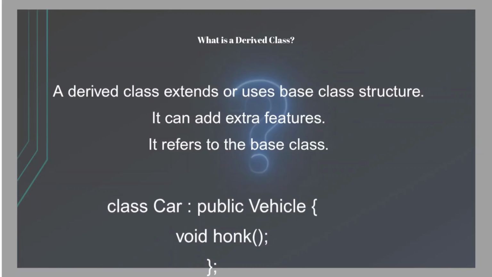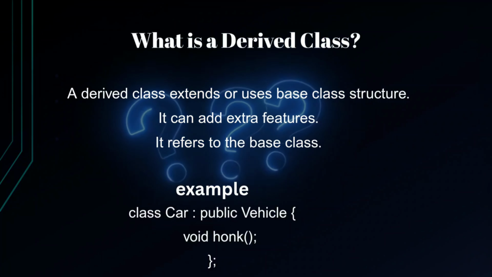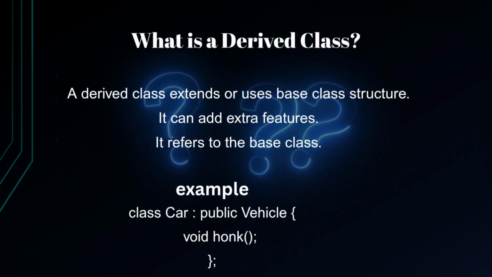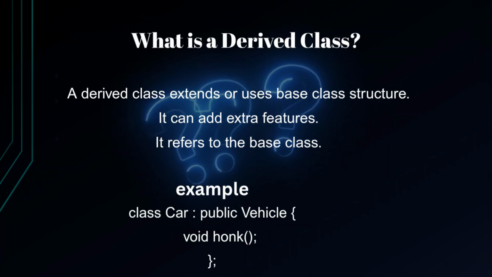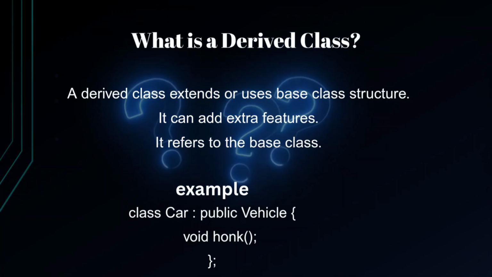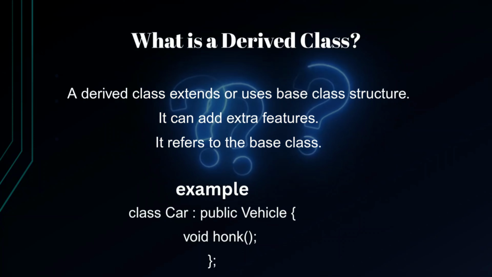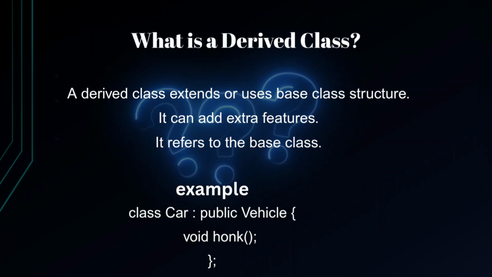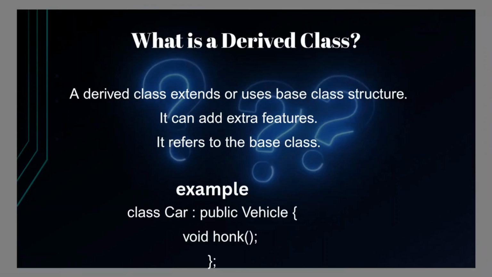What is a derived class? The next key concept is the derived class. A derived class is what extends or uses the structure of a base class. It takes everything from the base class and can then add extra specialized features. Crucially, it refers to the base class in its definition. Following our example, a car class could be defined as deriving from the vehicle base class. The car class would automatically get the move function from vehicle, and it could then add a specific function of its own, like honk.